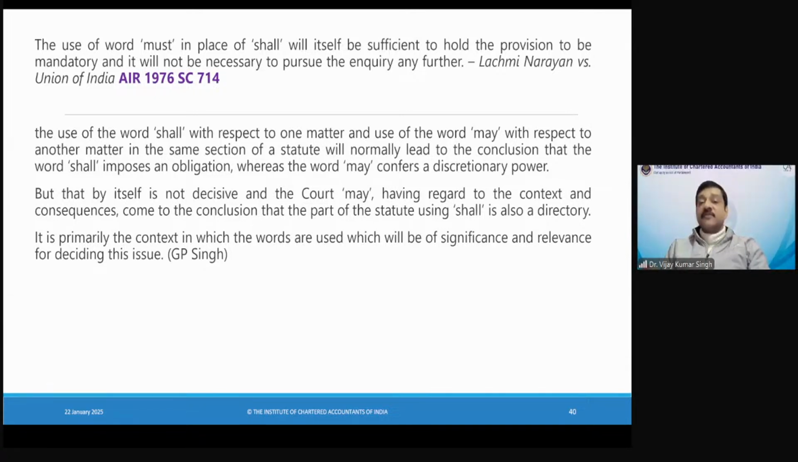"Shall" with respect to one matter and the use of the word "may" with respect to another matter in the same section of the statute will normally lead to a conclusion that the word "shall" imposes an obligation, whereas the word "may" confers a discretion. But that by itself is not decisive, and the court may, in regard to the context and consequences, come to the conclusion that the part of the statute using "shall" is also directory. This is what G.P. Singh said in the statutory interpretation book.